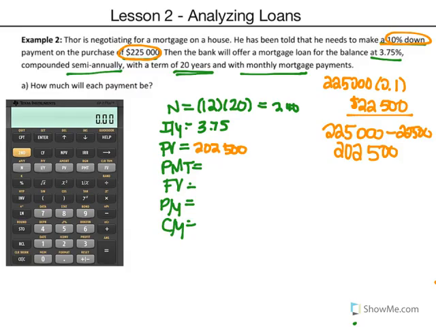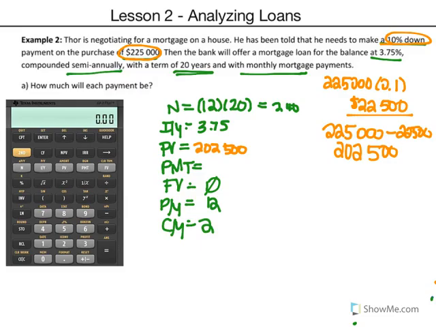We know that we're making monthly payments, but we're not sure how much those payments are. We have a future value of 0. We want it to be paid off. Our payments per year are 12, and our compounds per year is semi-annually, so it will be 2. So we're going to plug this all into our calculator.